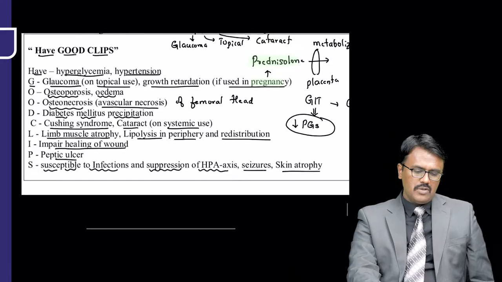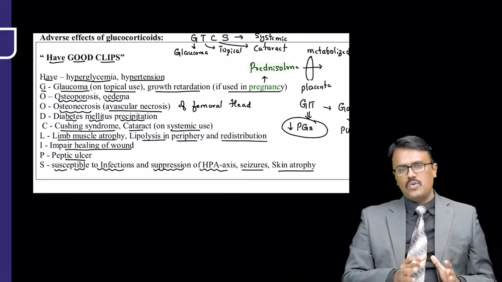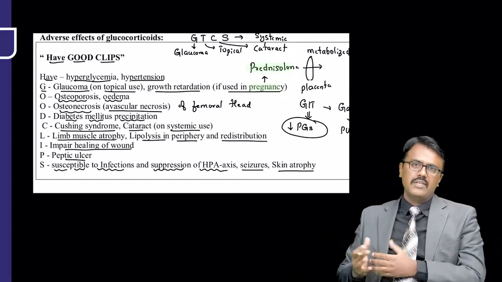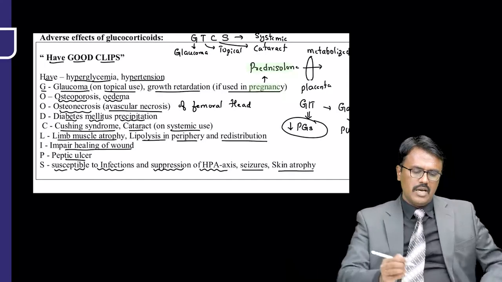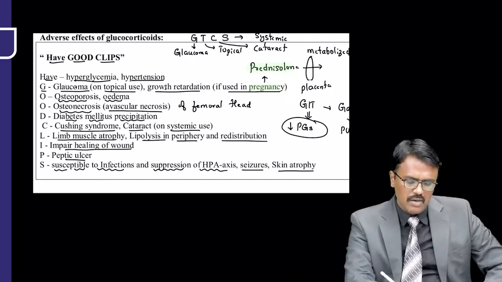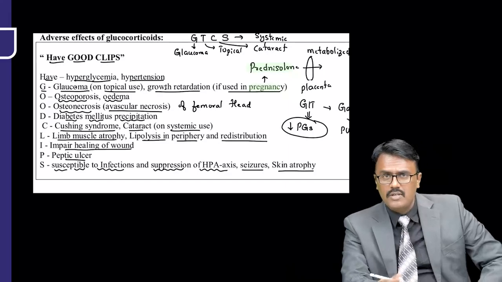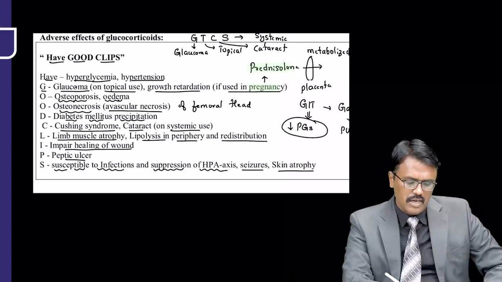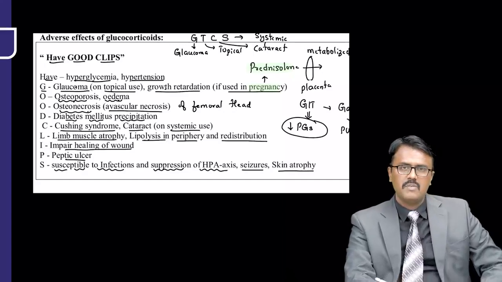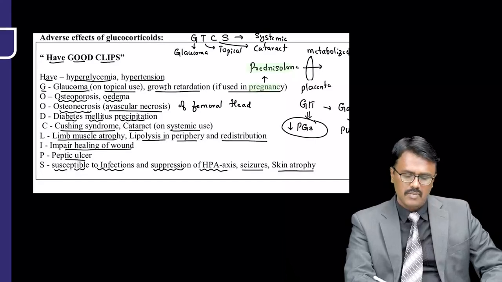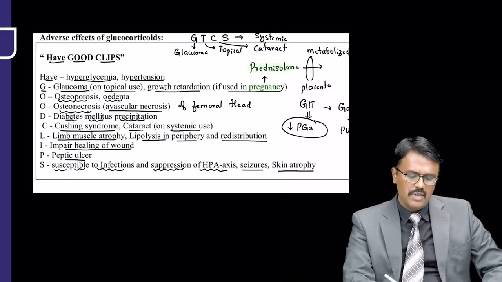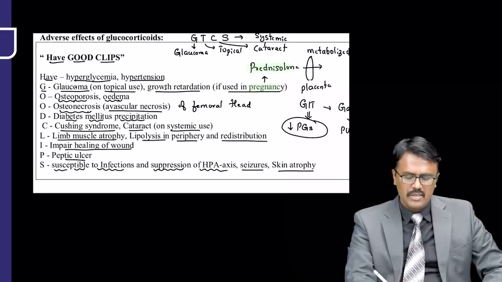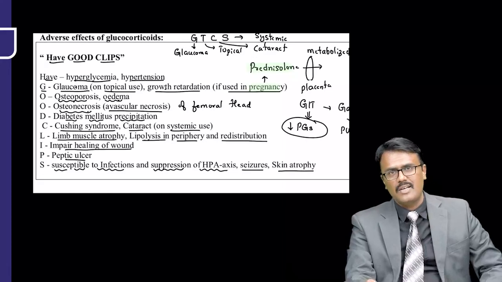So the mnemonic is HAVE GOOD CLIPS, you know already, but we made the mnemonic and are giving it again to you to understand this concept. So H: hyperglycemia, hypertension, glaucoma, growth retardation. If you are using it in pregnancy, where is the growth retardation? In the fetus. Osteoporosis, edema, osteonecrosis, diabetes precipitation, Cushing syndrome, cataract on systemic use, limb muscle atrophy, impaired healing of wound, peptic ulcer, susceptible to infection, suppression of HPA axis, seizures, and skin atrophy.